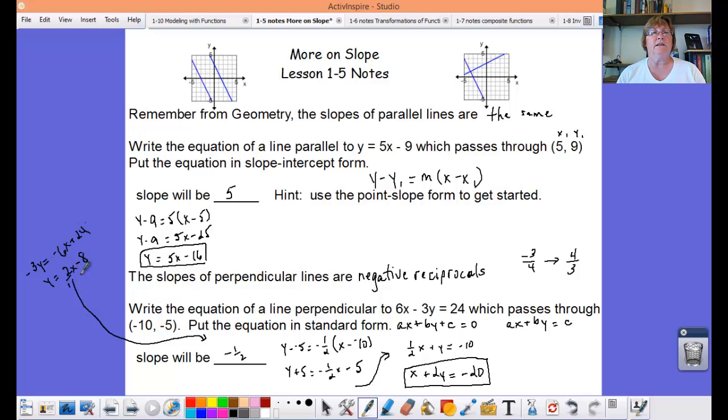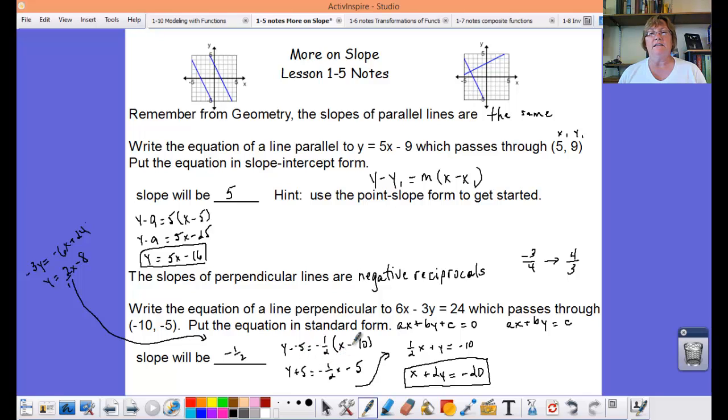I took the given line, solved it for y so that I could find its slope, and that slope is 2. If we want to be perpendicular, we have to take the negative reciprocal of that. So the negative reciprocal of 2 is negative 1/2. I used the negative 1/2 along with the x and y coordinates of the given point, and worked out my answer.